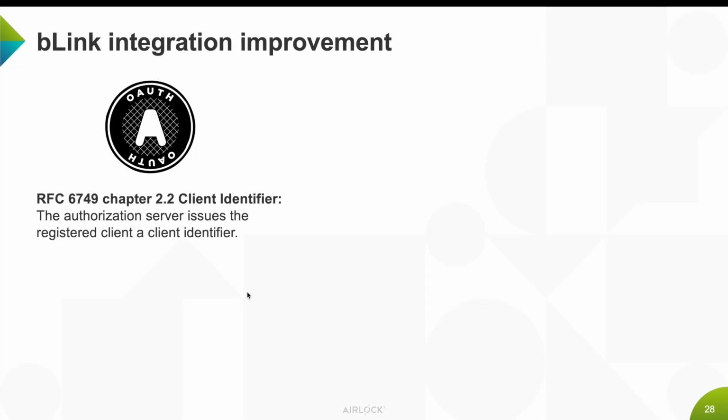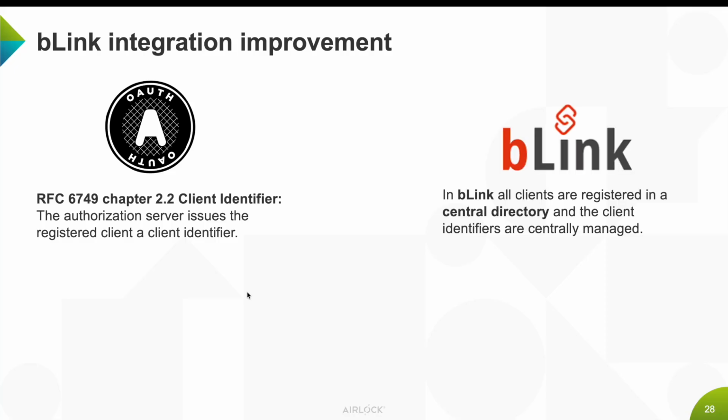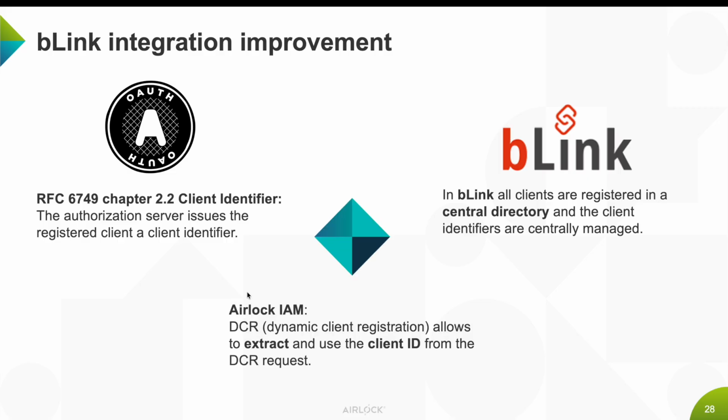The last topic I'm going to cover is B-Link integration. When we implemented client identifier logic, we looked at RFC 6749, and the RFC is very clear. It says the authorization server issues to the registered client a client identifier. So the authorization server is in the driver's seat. Then came B-Link, and B-Link is getting more and more important. We see a lot of customers adopting B-Link, and B-Link came with the idea of a central directory where all the connected authorization servers can get their client information. And of course, that directly contradicts the RFC. But it's a good idea and it's a convenient idea. And so we made IAM a little bit more flexible.